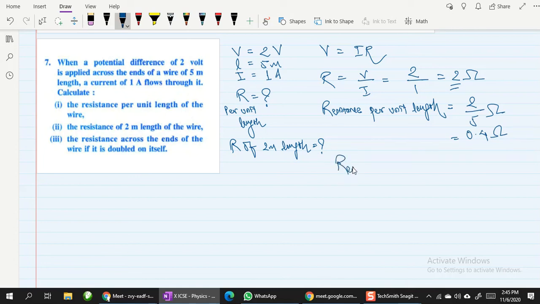So 0.4 into 2, which is 0.8 ohms. Resistance of 2 meter length is equal to 0.8 ohms. If the length doubles, the resistance also doubles. But the last question says the resistance across the ends of the wire if it is doubled on itself.